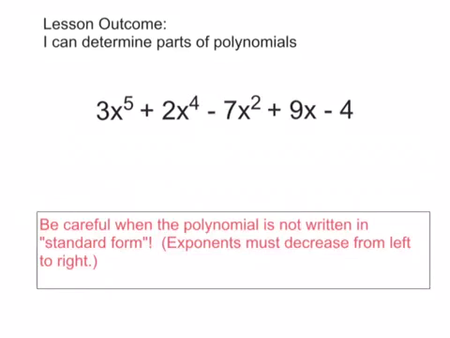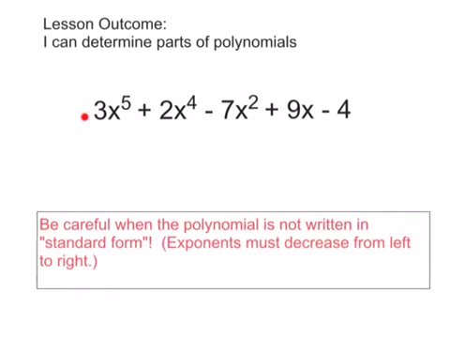One of the things we need to understand about polynomials is how many terms there are. In this polynomial, there are 5 terms. 1, 2, 3, 4, 5. The 5 terms are divided up by addition or subtraction.